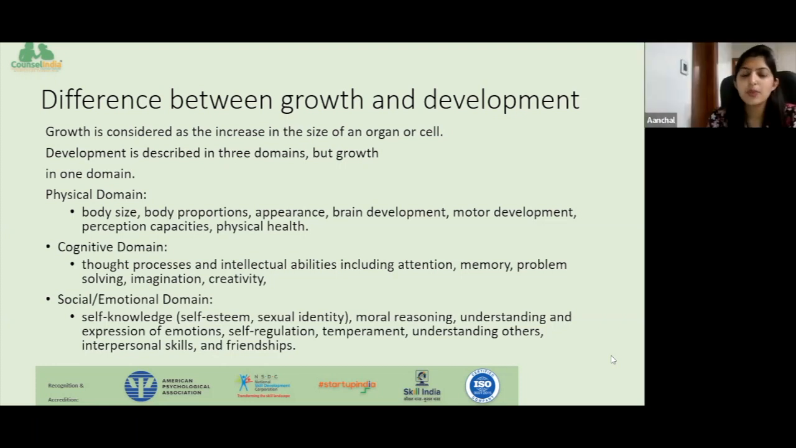Okay, so as both of them said, when we talk about growth, it is usually one-dimensional. It's in one domain, where I'm talking about an increase in the size or an increase in the organ or the part of a body. So that's growth. But when I talk about development, I am involving three domains. It is the physical development, the cognitive development, and the social or emotional development.